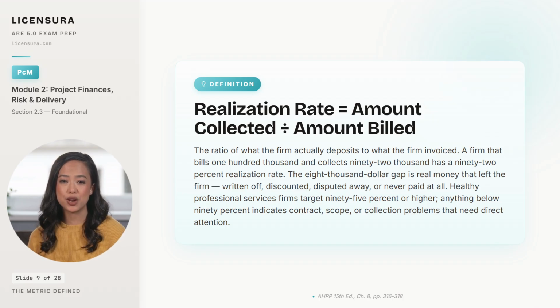The benchmark target for a well-run firm is 95% or higher. Consistent performance below 90% is a signal that something structural is broken, whether in the contract, the scope change process, or the collection discipline. The metric matters because every percentage point of realization improvement flows almost entirely to the bottom line. There is no marginal cost to collecting money you already earned. So the next question is mechanical. What are the specific failures that drive realization below 100%?